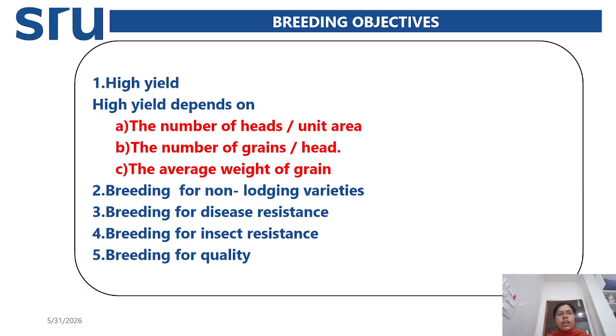This is about the breeding objectives. We have five important breeding objectives in case of wheat, that is high yield, and next is breeding for non-lodging varieties, and breeding for disease resistance, and breeding for insect resistance, and next is breeding for quality.